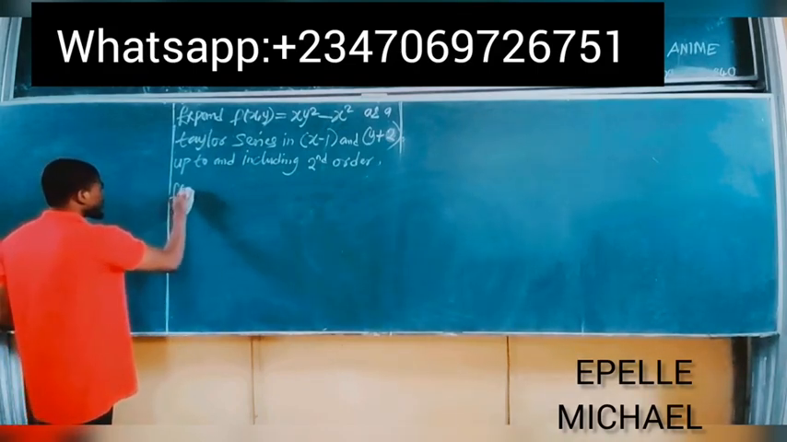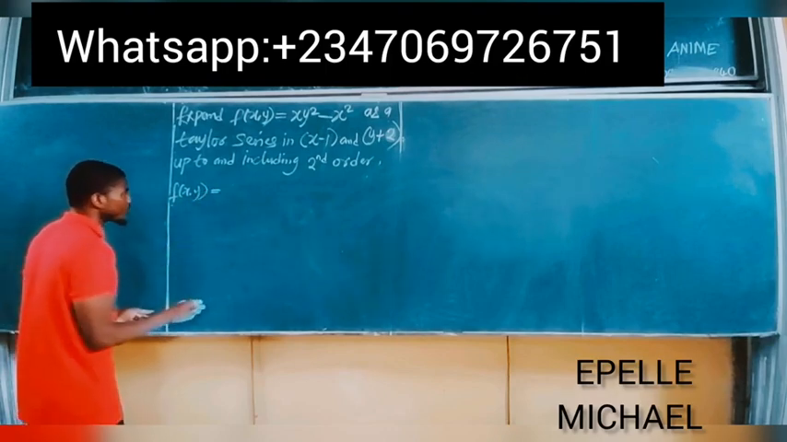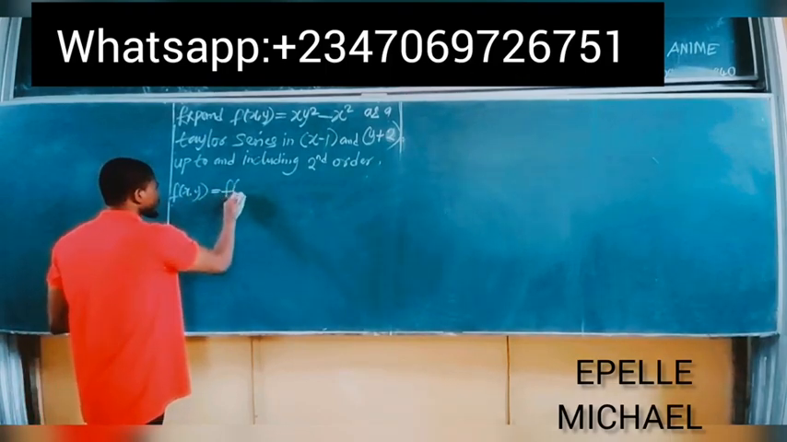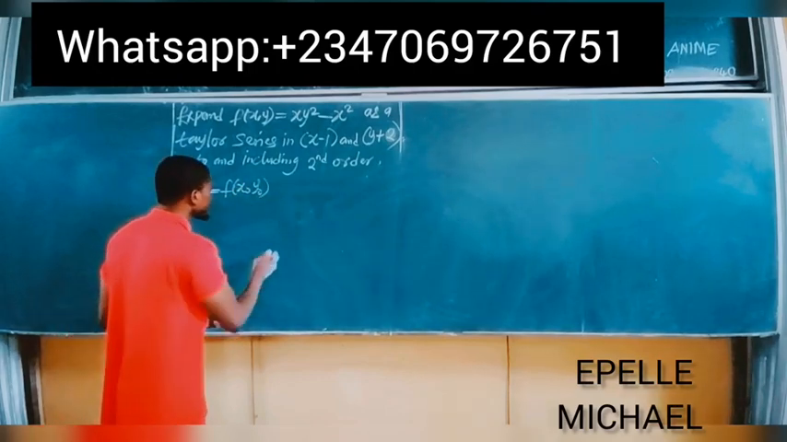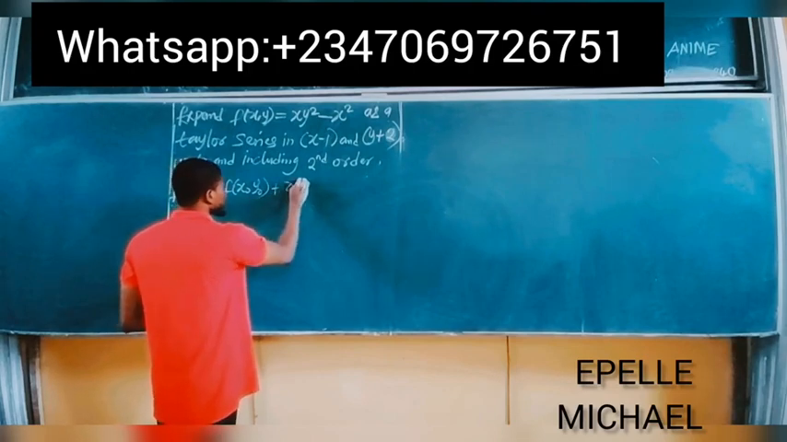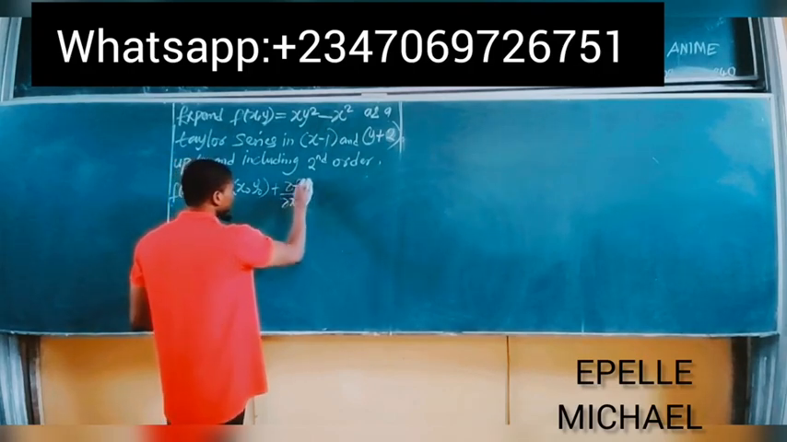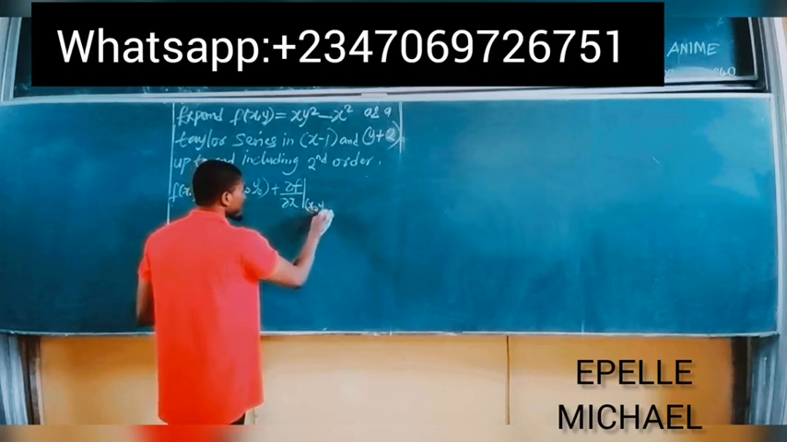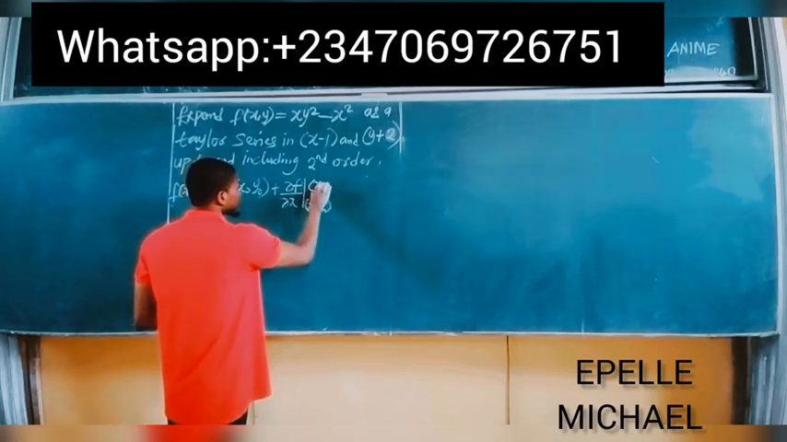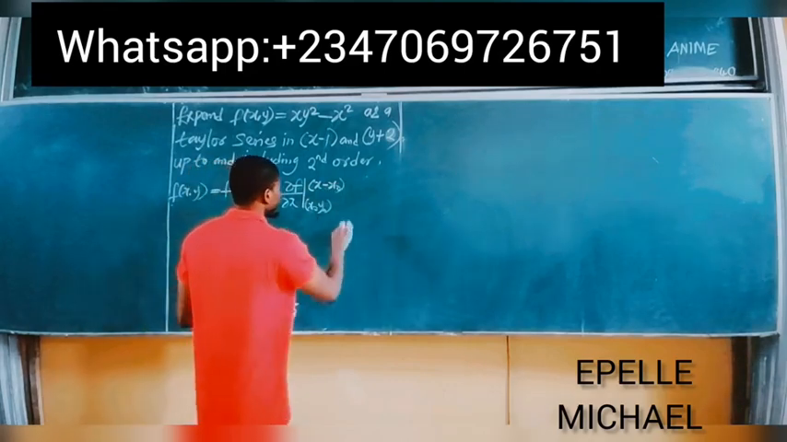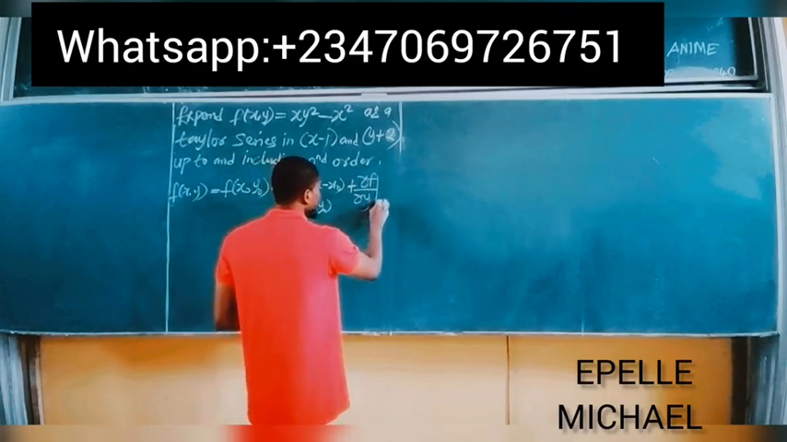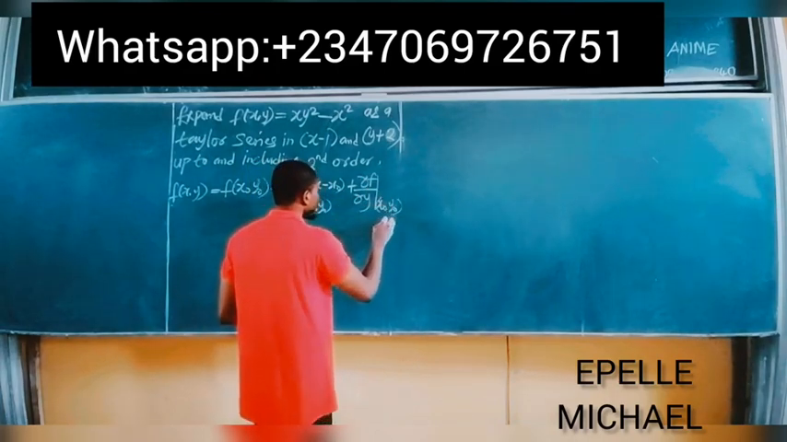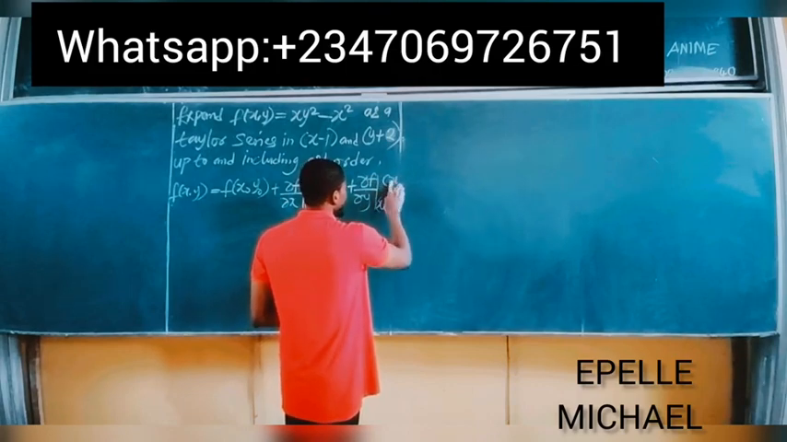The given function f(x, y) in Taylor series is simply equal to, first of all, you find the value of the function at the given point, x naught and y naught. Plus you find the partial derivative of the function first with respect to x at the given point x naught, y naught, then multiply by x minus x naught. Plus also find the partial derivative of the function with respect to y at the given point x naught, y naught, and multiply by y minus y naught.